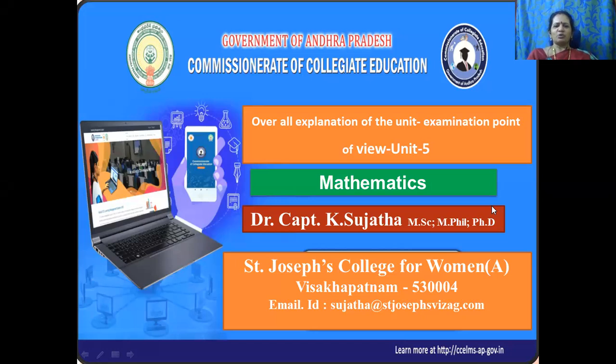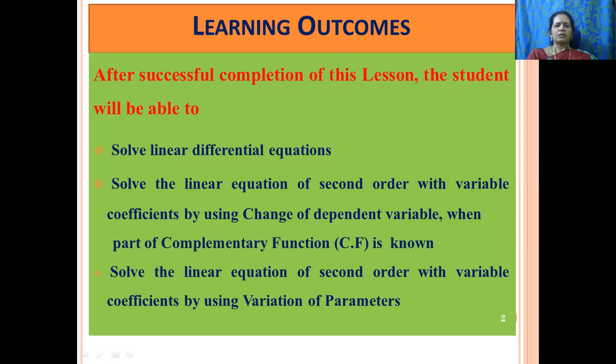In this session, I am going to discuss the overall explanation of Unit 5 from the examination point of view. Learning outcomes: after successful completion of this lesson, the student will be able to solve linear differential equations, solve the linear equation of second order with variable coefficients by using change of dependent variable when the part of the complementary function is known, solve the linear equation of second order with variable coefficients by using variation of parameters, as well as the Cauchy-Euler equation, and last session we have discussed this.